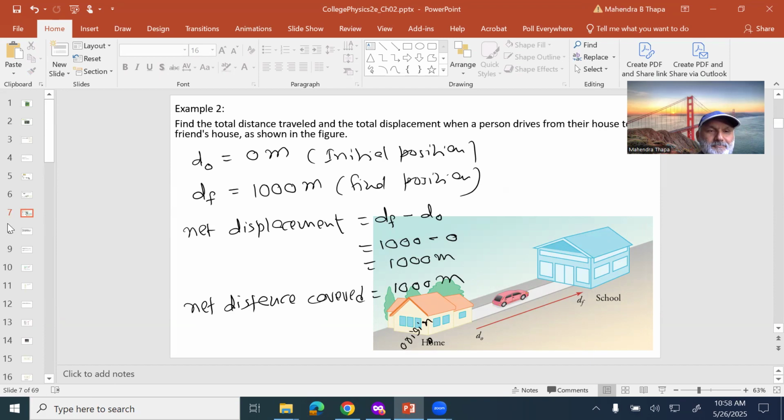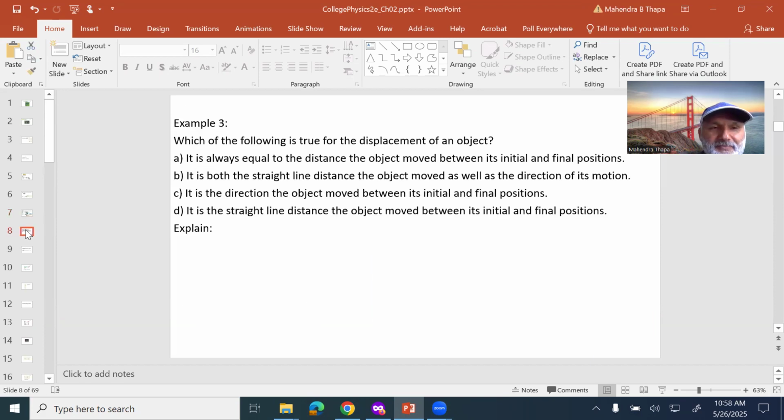In the third example, you can think of multiple choice questions. There are four options. We have to read carefully, choose the best possible answer, and explain it. So that's how we can find the difference between distance covered and the net displacement.